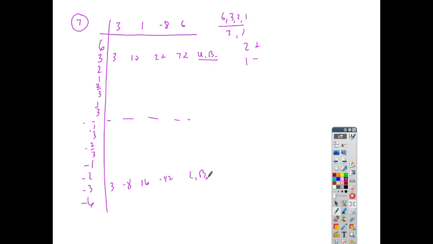Now that's only true for negative numbers and positive numbers, right? When you're checking for positive numbers, if you get an alternating pattern here, that doesn't necessarily mean you have a lower bound. If you get all the same signs down here, that does not mean you have an upper bound. All right, from there you can finish this problem off.